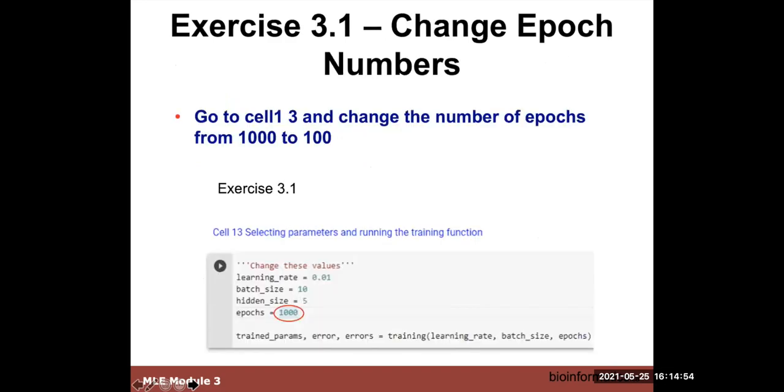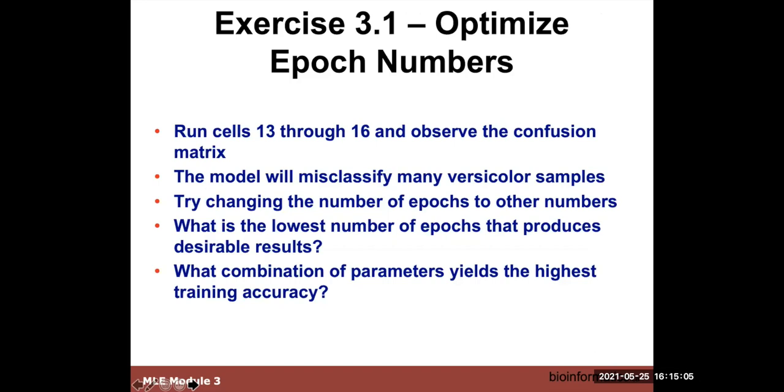Once you've got this going, you can start playing around. You can change the number of epochs, the batch size, and the learning rate, and see how it performs. You can also optimize the epoch numbers and see which ones give you the best confusion matrix, and which is the minimum number of epochs or combination of parameters that gives you the best accuracy.